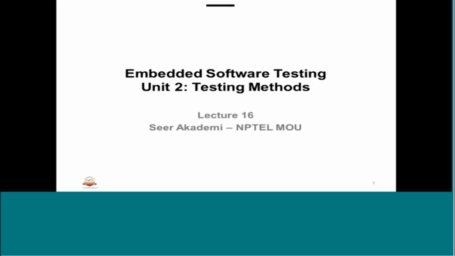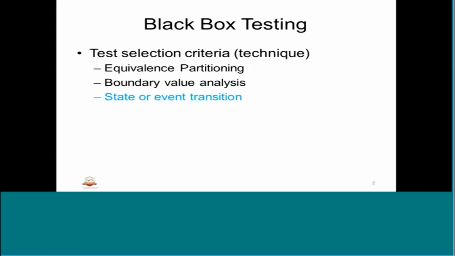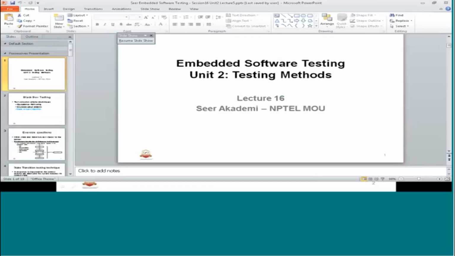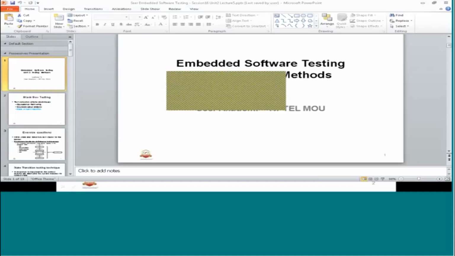All, welcome to the next session of embedded software testing, the series of Unit 2, where we study testing methods. Today we study about state or event transition. We continue on that, and we will continue on the other techniques that we have. Before that, we will see what we had studied in session 15.